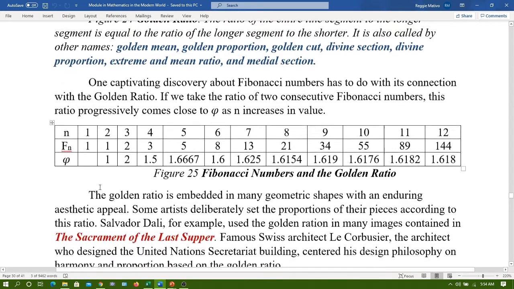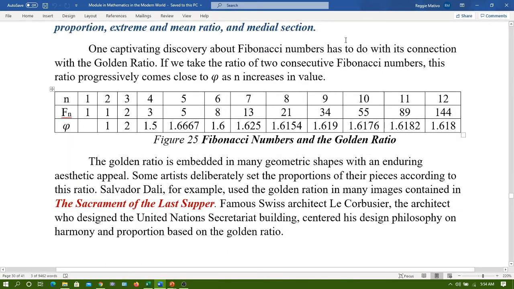One captivating discovery about Fibonacci numbers has to do with its connection with the golden ratio. If we take the ratio of two consecutive Fibonacci numbers, this ratio progressively comes close to the value of the golden ratio as n increases in value.